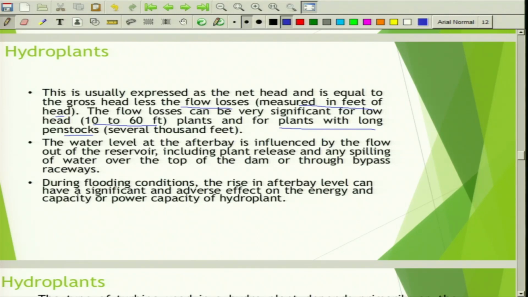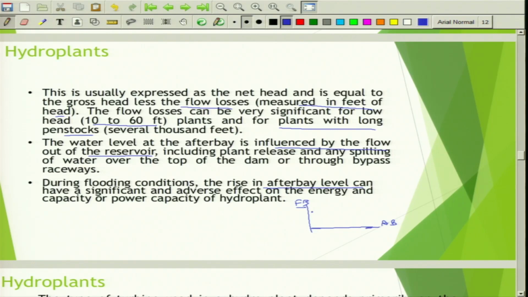Now the water level at the afterbay is influenced by the flow out of the water reservoir, including plant release and any spilling of water over the top of the dam or through bypass raceways. During flooding conditions, the rise in afterbay level can have a significant and adverse effect on the energy and power capacity of hydropower. The reason being, you see here, during flooding condition there is a rise in afterbay level. I already told there is a forebay, this is the forebay, and let us say this is the afterbay level.